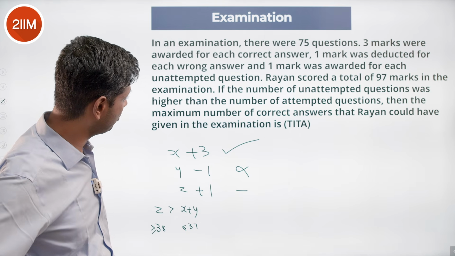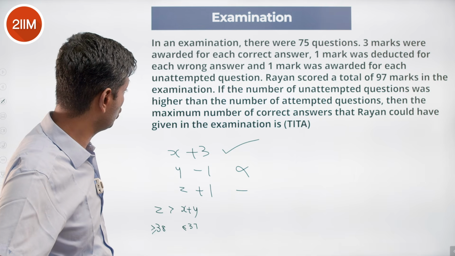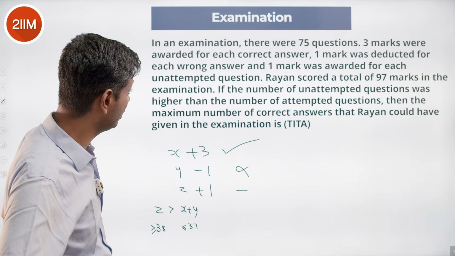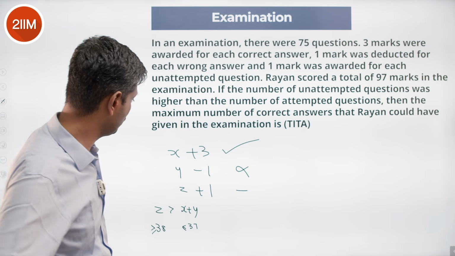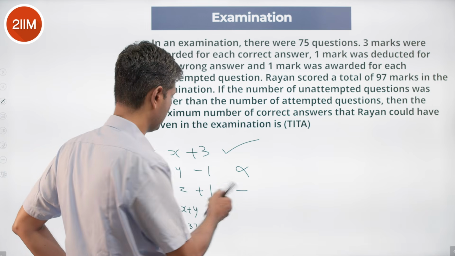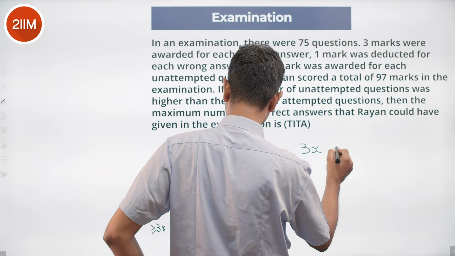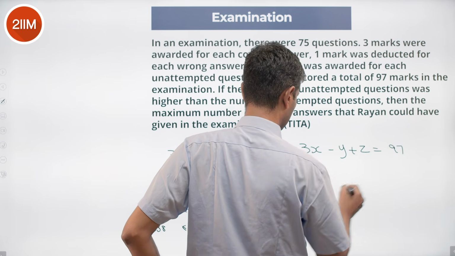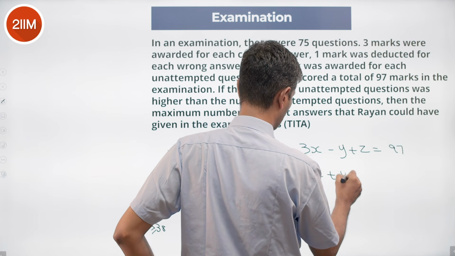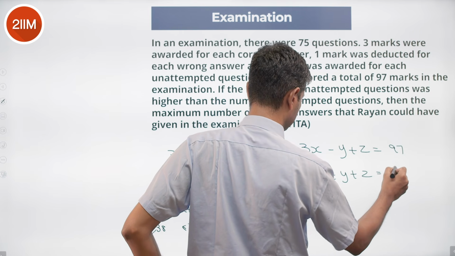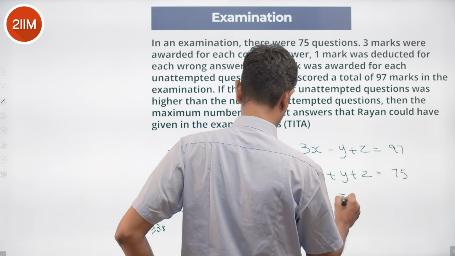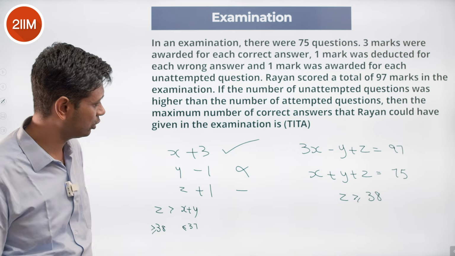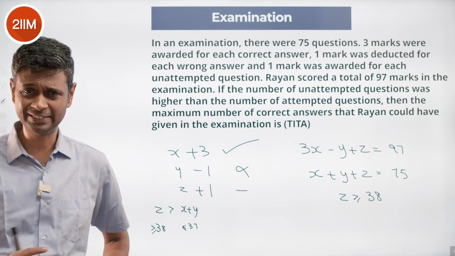Then the maximum number of correct answers that Ryan could have given in the examination, totally getting 97 marks. So we can say 3x minus y plus z equals 97. We know x plus y plus z is 75. We know z is greater than or equal to 38. So this is where we stand. And there's a beautiful way of tackling and simplifying this.